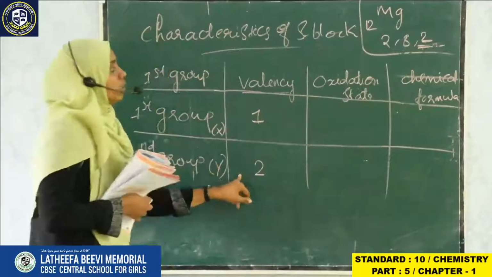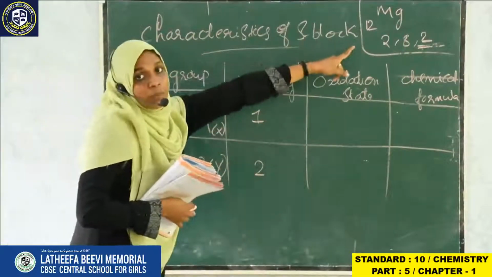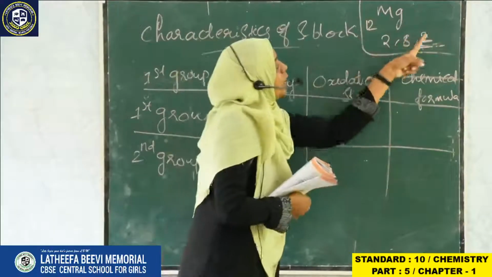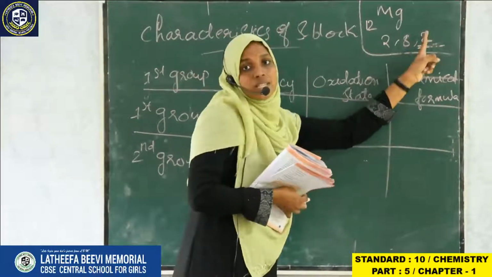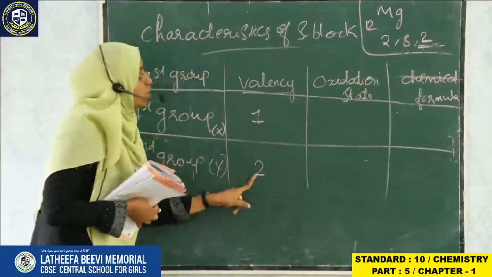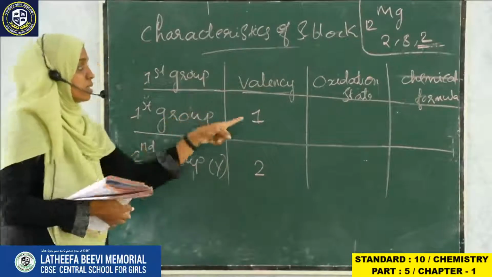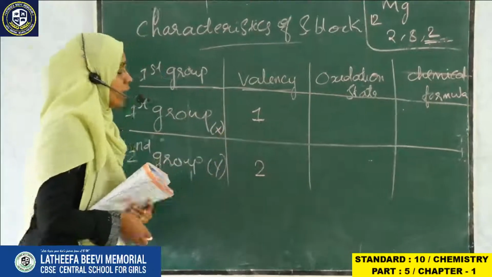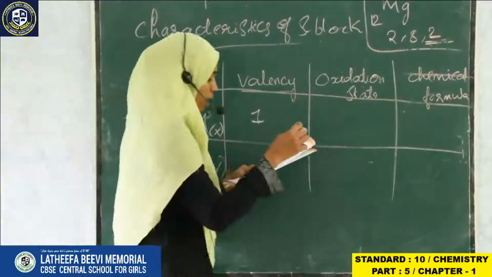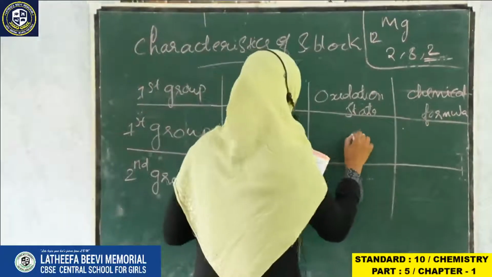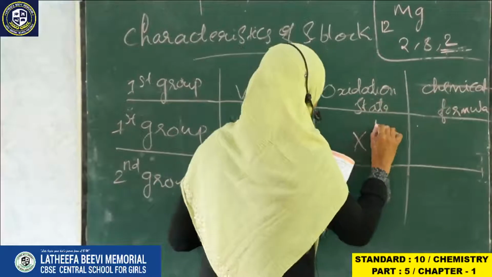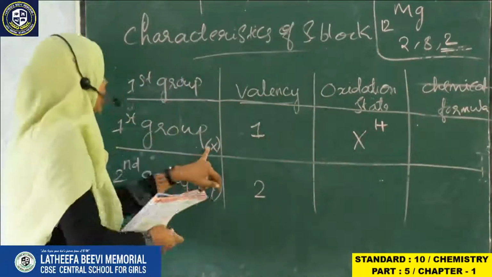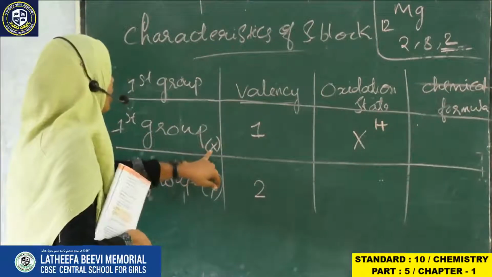Here the magnesium is in the second group, and the valency is 2. It loses 2 electrons, so the valency is 2. We know that sodium loses 1 electron, so the valency is 1. Okay, what is the oxidation state? So the oxidation state is X1 plus. The first group is denoted by the letter X here.